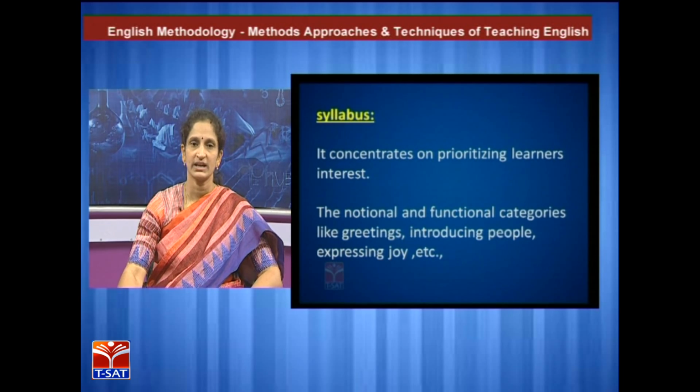The notional and functional categories like greetings, introducing people, expressing joy and happiness, all come in the form of functional categories. If you want to greet or wish anyone, what rules and regulations do we have to follow, and how do we start our greetings with elders? If you want to receive anyone, what are the procedures and rules to follow? How do you express your views, your joy, your sadness? These will all be looked after as part of the functional categories. Just framing the syllabus is one part; the other part is implementation, and that should be in the functional form, only then will it be useful to the students.